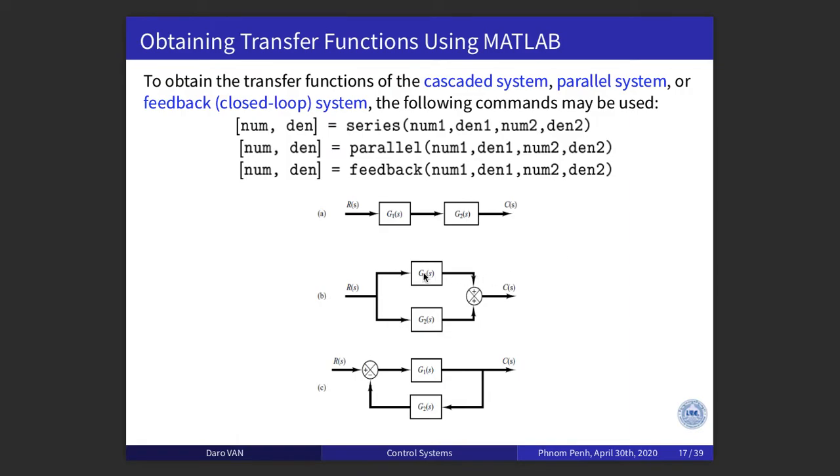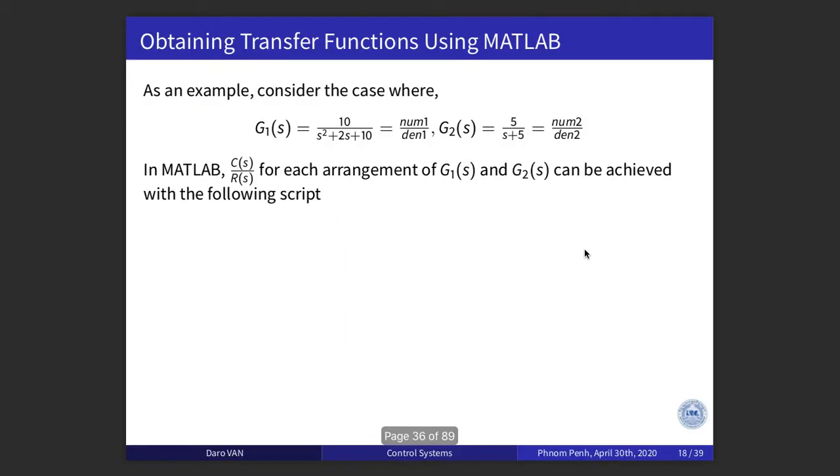And if two transfer functions are connected in parallel, you just need to change this command. And if they are connected in feedback form like this, you can use the feedback command. Suppose, for example, you have G1 given like this, and G2 given like this. In MATLAB, you can obtain C(s) over R(s) easily.